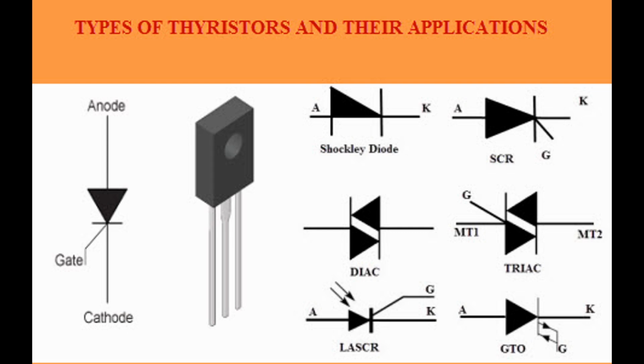Operation. Off state, blocking state. When no light or gate signal is applied, the LASCR remains in a high impedance state, blocking current flow from the anode to the cathode. Light activation. When light of sufficient intensity falls on the LASCR, it generates electron-hole pairs in the semiconductor material. This reduces the barrier potential and initiates the conduction process, turning the device on.